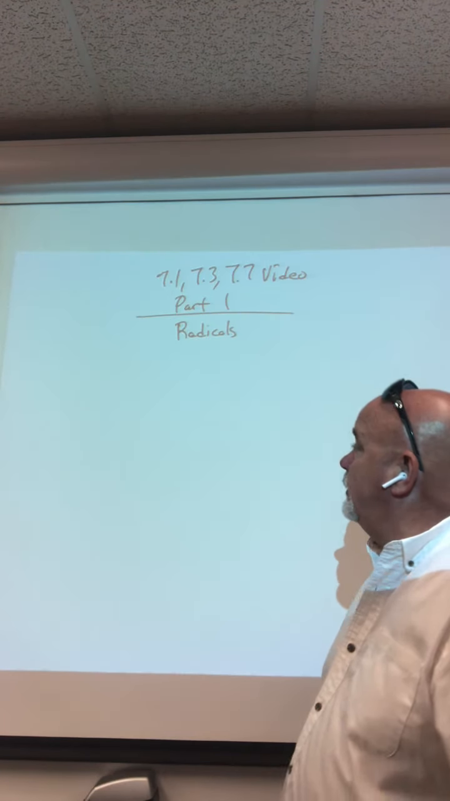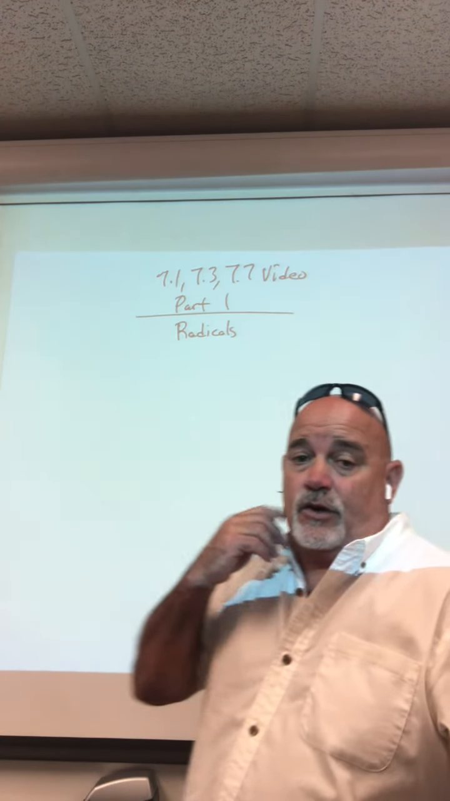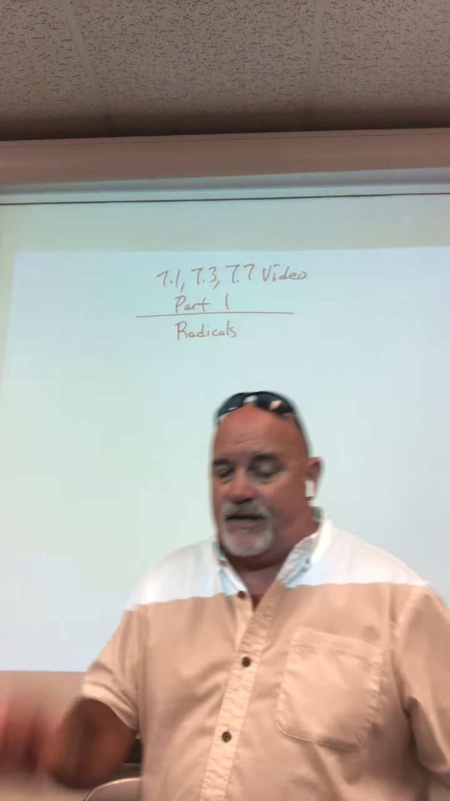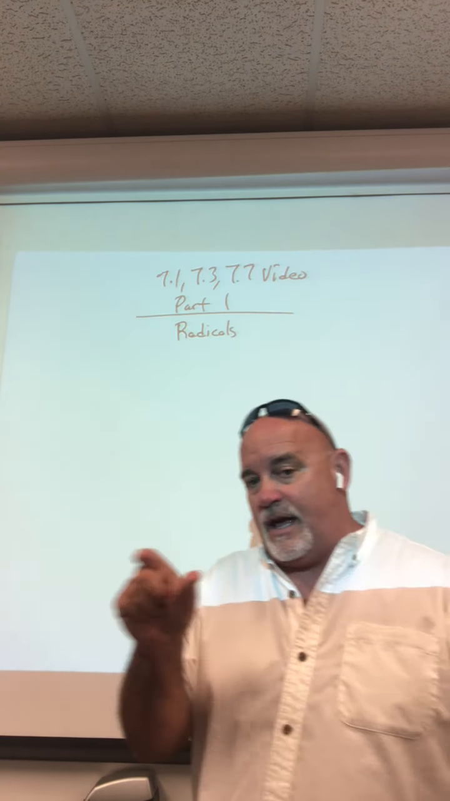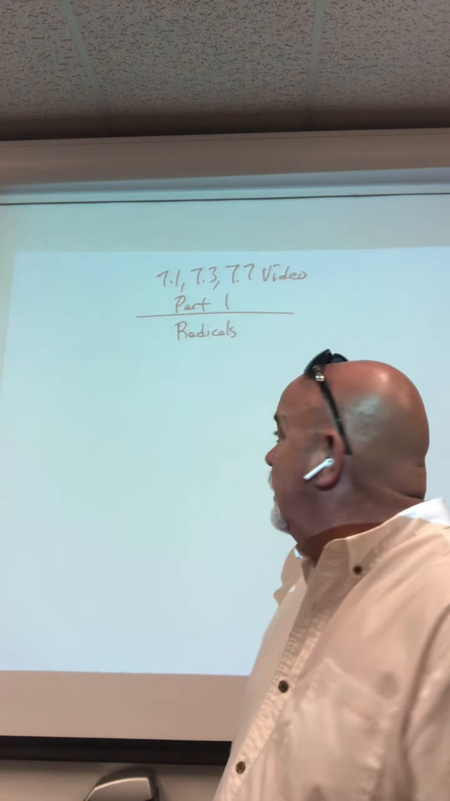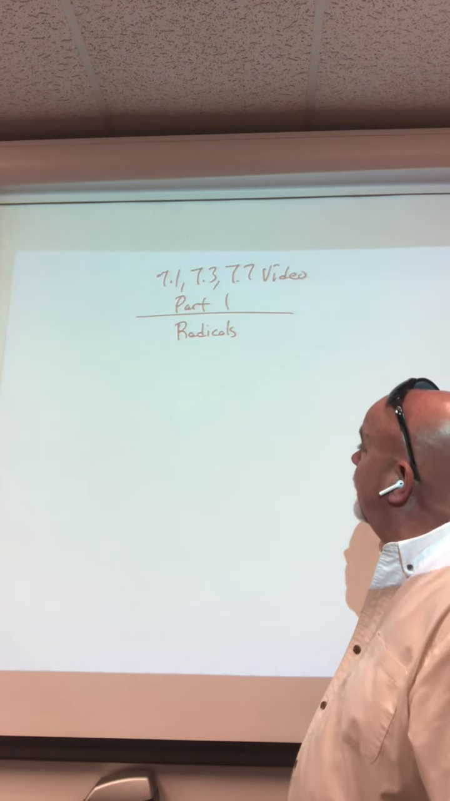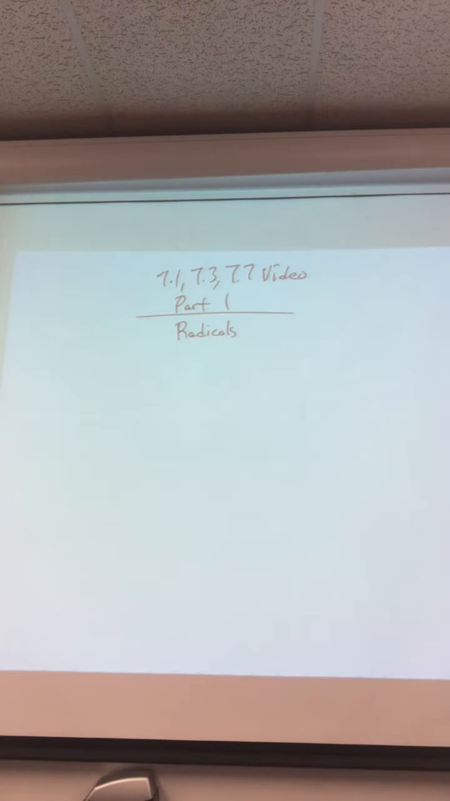Okay, want to go to the section in your homework. You'll see it labeled 717377. It's all lumped together in your homework. When you go to that, you'll see how it's labeled in your homework. It's part of one homework assignment. Part 1 video. And in this section we want to talk about radicals.